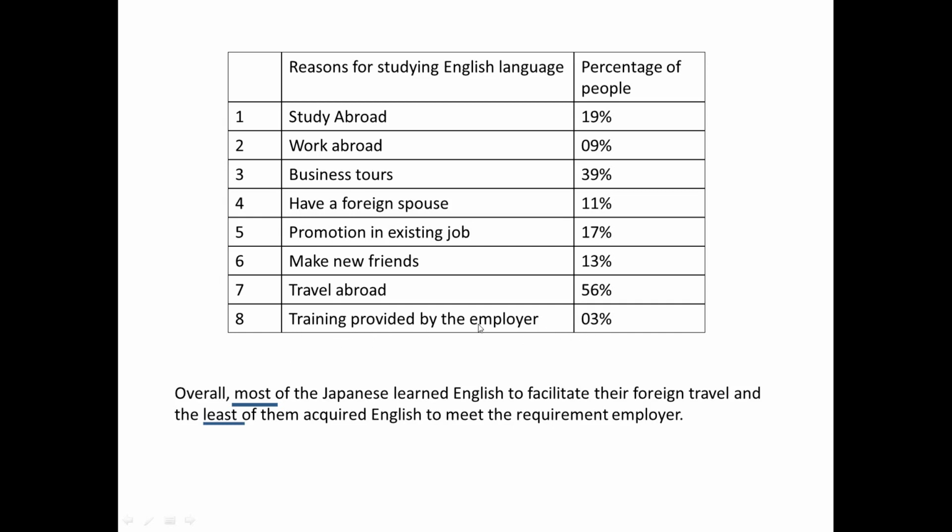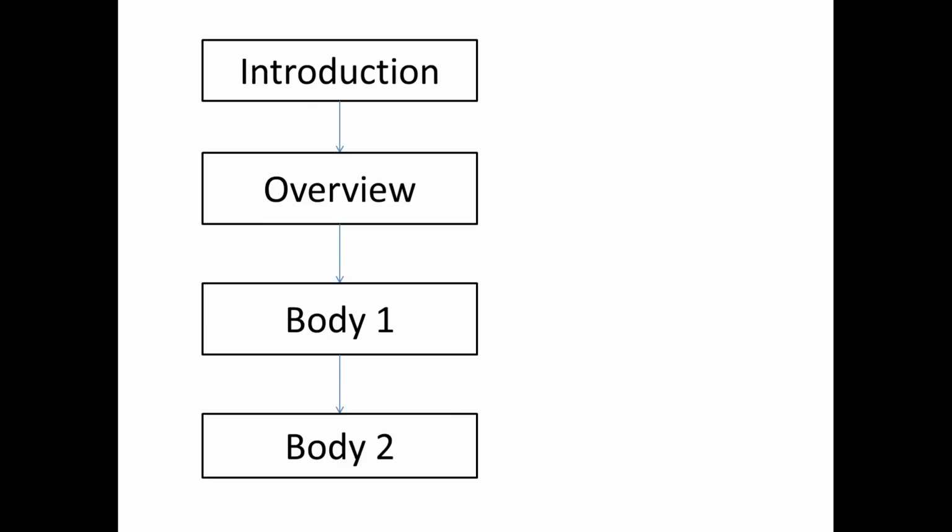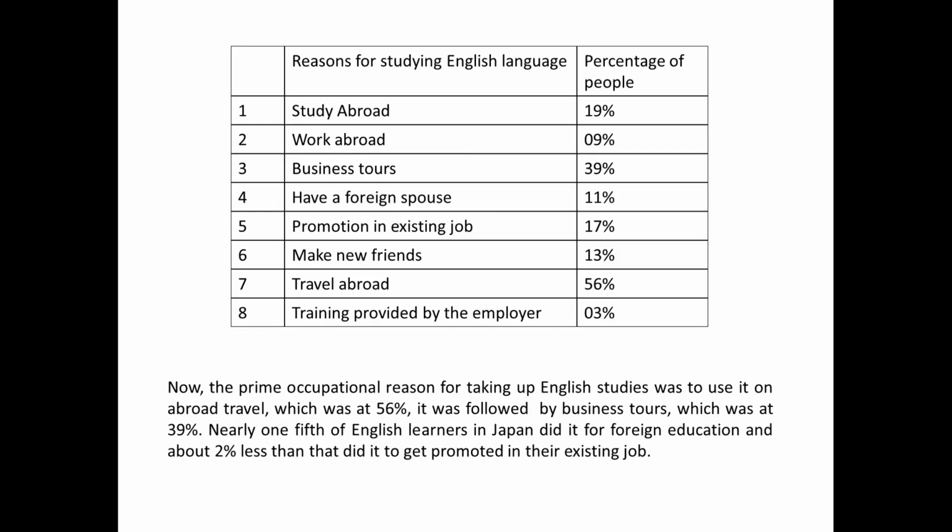the training provided by the employer is the least reason to learn English language. Here I have used "learn" first and then "acquired", so you have to use different synonyms for the same thing to avoid repetition of a single word. So here we have done overview. So let's see Pen9 answer structure and see what we have to do next. So here we have done introduction, we have done overview. Let's move to the body paragraph.